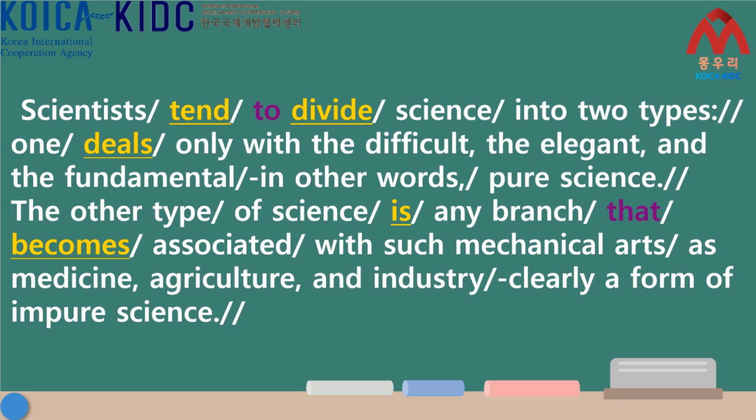Scientists tend to divide science into two types. One deals only with the difficult, the elegant, and the fundamental. In other words, pure science. The other type of science is any branch that becomes associated with such mechanical arts as medicine, agriculture, and industry, clearly a form of impure science.